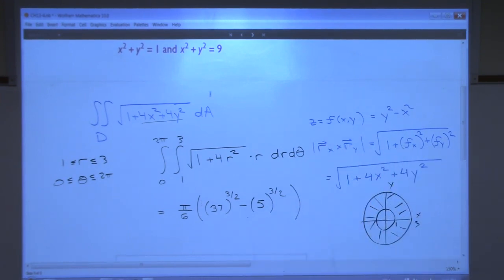That would be the surface area of that region between those two cylinders for that surface.